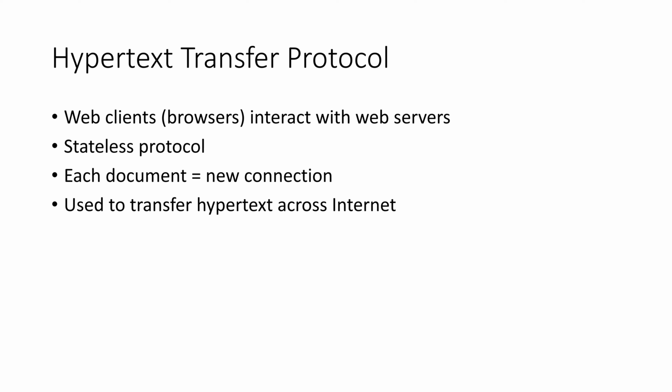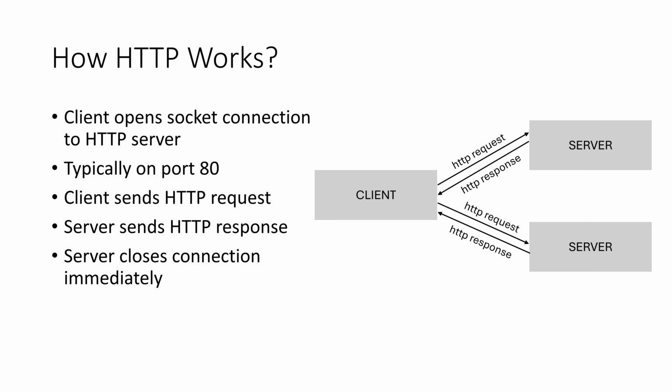Now, what do we mean by hypertext? Hypertext is simply text that contains links to other text. It's what allows the web to be this rich interconnected system. And HTTP is the protocol that transfers this hypertext between the client and the server across the internet. So the process of using HTTP is fairly straightforward.